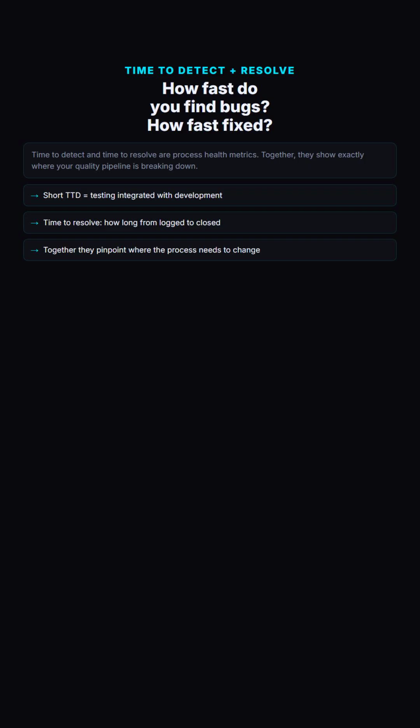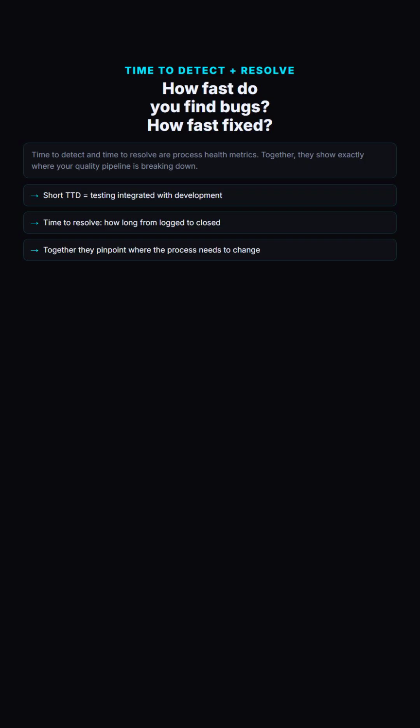This is one of the key benefits of shift-left testing practices. A long time to detect means defects are sitting in the codebase for days or weeks before they are found, which increases the cost of fixing them because the developer has to context switch back to code they wrote long ago and other work may have built on top of the defective code.